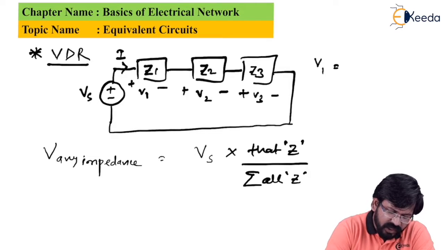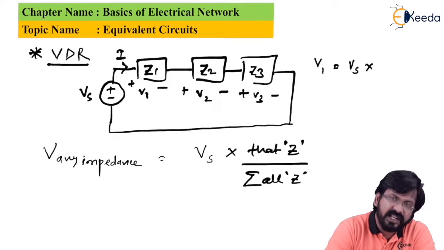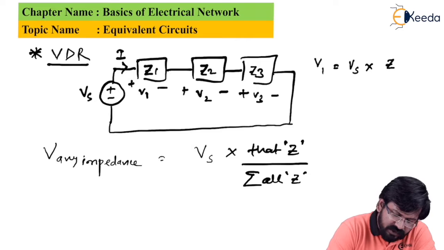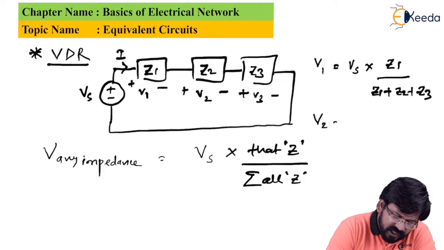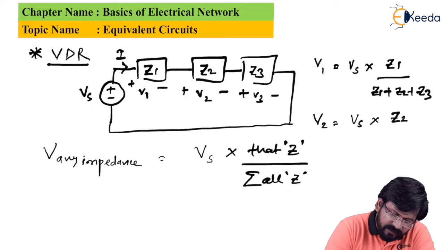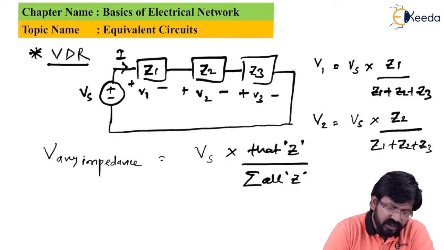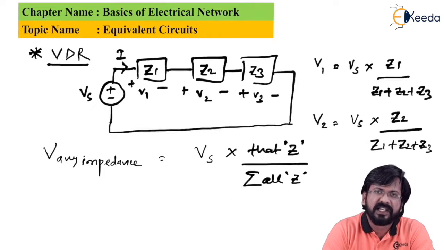So according to the formula, V1 will be source voltage Vs. We know that V1 is across Z1, so I will say Z1 in the numerator divided by the summation of all, which is Z1 plus Z2 plus Z3. In case of V2, I can say supply voltage Vs, V2 is across Z2, so in the numerator Z2 shall come upon Z1 plus Z2 plus Z3. So this is how we apply voltage division rule whenever impedances are connected in series.